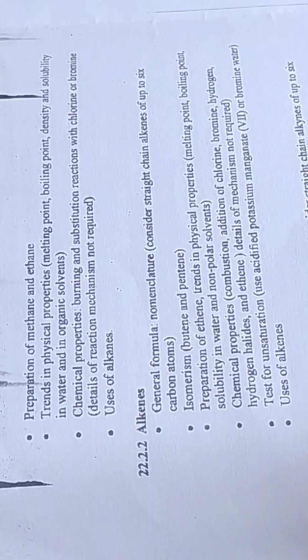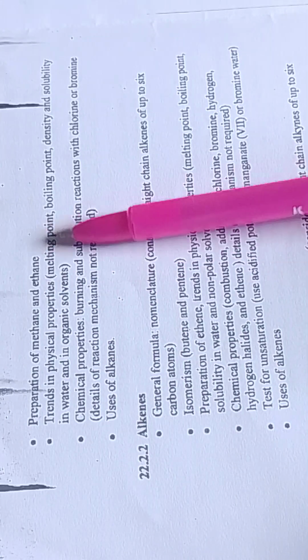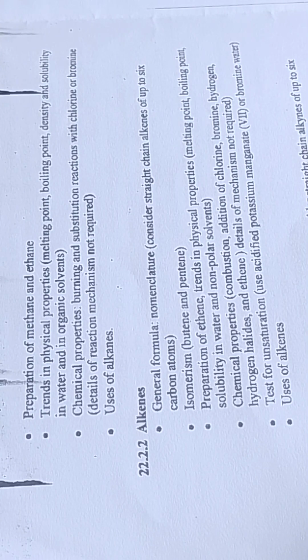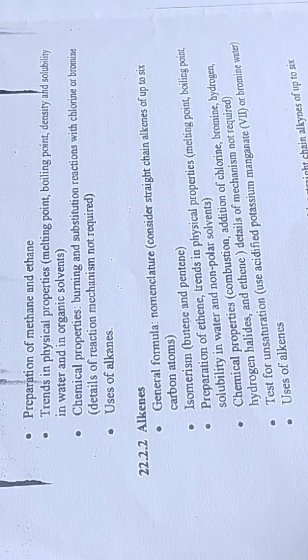and ethene. Trends in physical properties: melting point, boiling point, density, and solubility. As you can see, the homologous series is the one I have named above, starting from methane, ethane, propane, butane, pentane, hexane, heptane, going all the way to the 10th one. That is the homologous series. Now for the boiling point, you should be able to identify how it varies going down the series. Trends in physical properties, we have talked about.